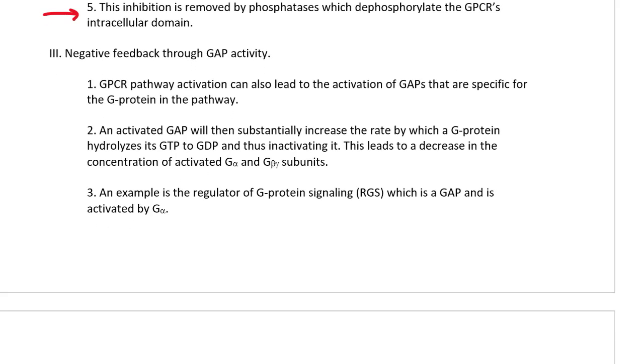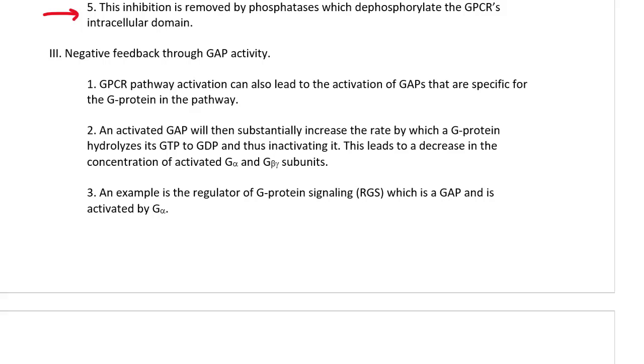Negative feedback through GAP activity. G protein-coupled receptor pathway activation also leads to the activation of GAPs that are specific for the G protein in the pathway. An activated GAP will then substantially increase the rate by which a G protein hydrolyzes its GTP to GDP and thus inactivating it.